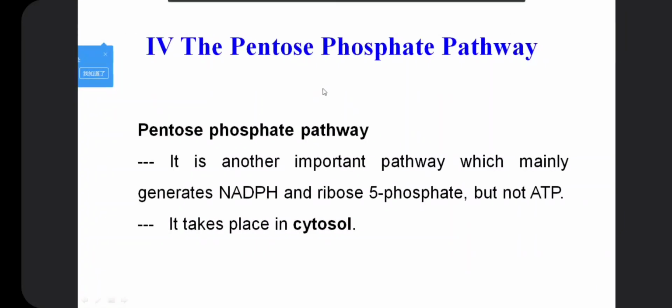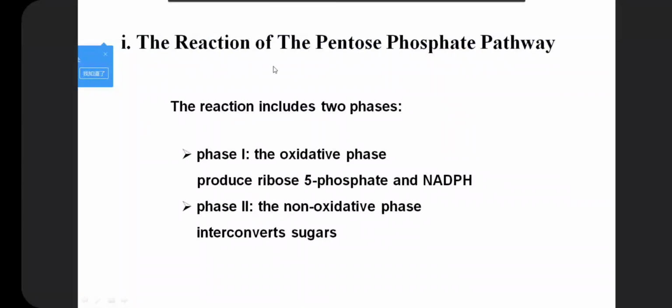Just now we have talked about the pentose phosphate pathway, right? And this pentose phosphate pathway is another important pathway. Here you should remember that in this pathway, two very important molecules are generated, NADPH and ribose 5-phosphate. But in this pathway, no ATP can be generated. And this pathway, like glycolysis, also takes place in the cytoplasm, okay? And the reaction of this pathway can be divided into two phases.